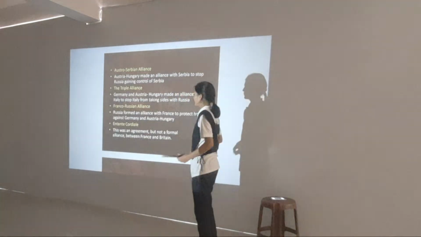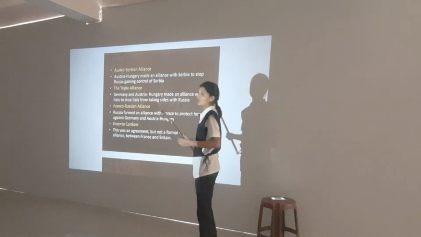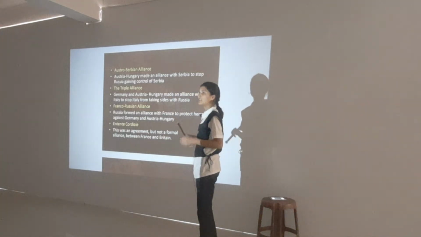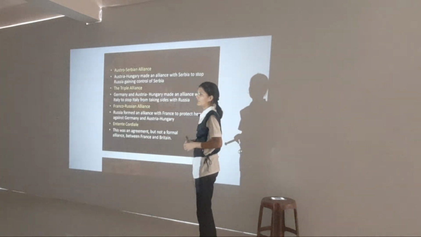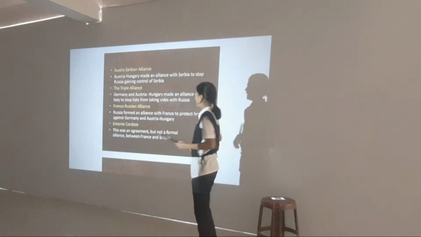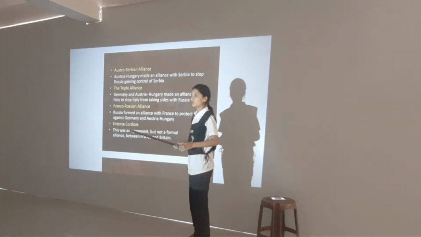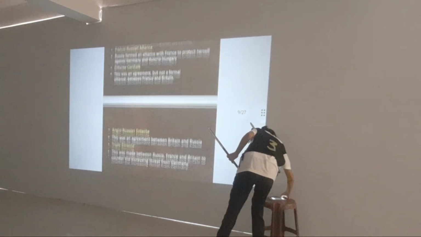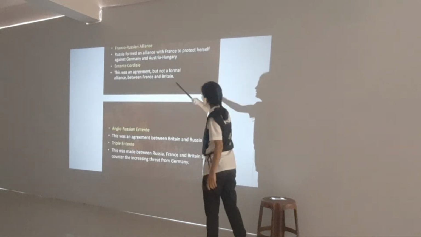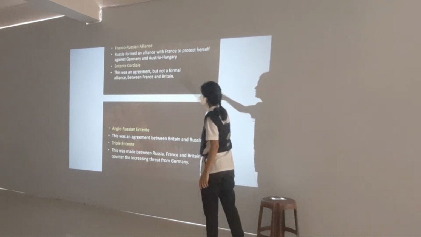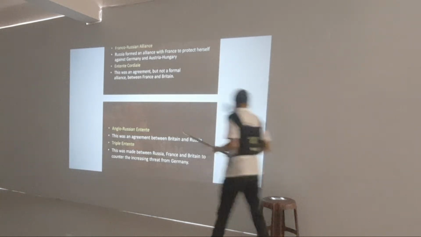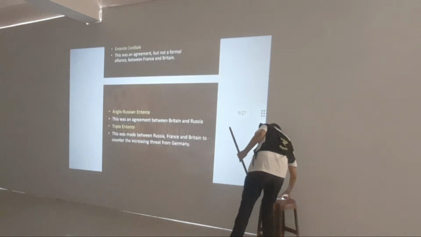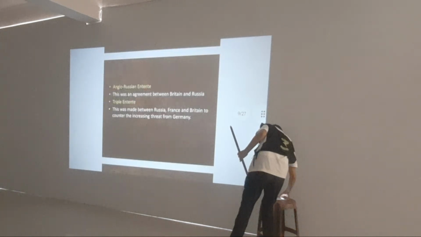Entente means you made an agreement between two nations that they will support each other, and an Entente is generally an agreement between two friendly nations. So this is between France and Britain, which later formed allied armies, allied forces.